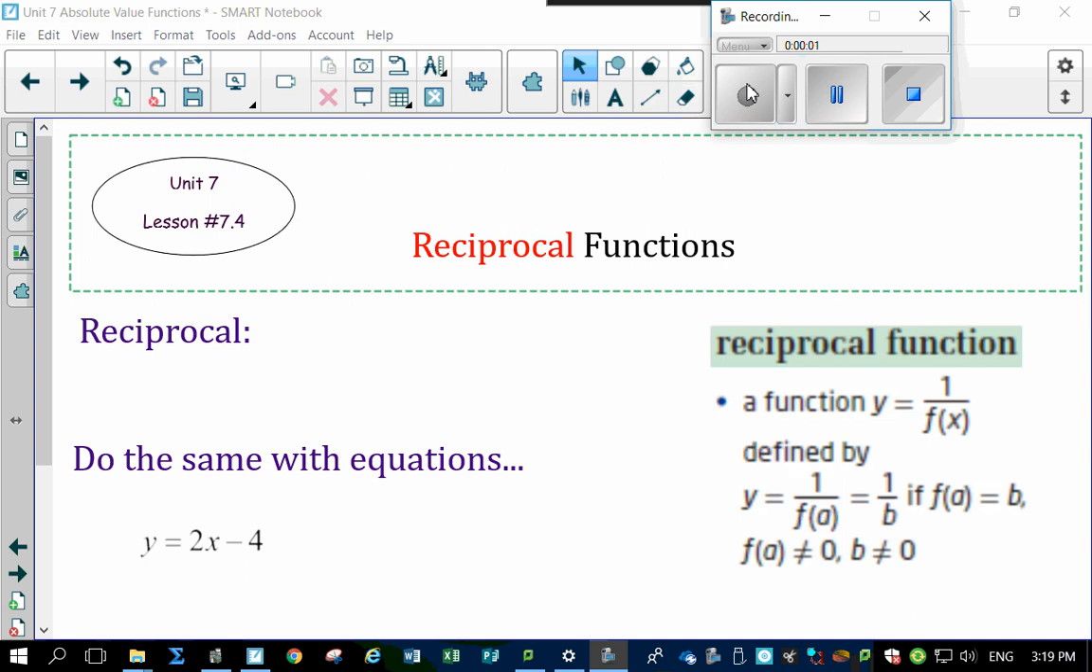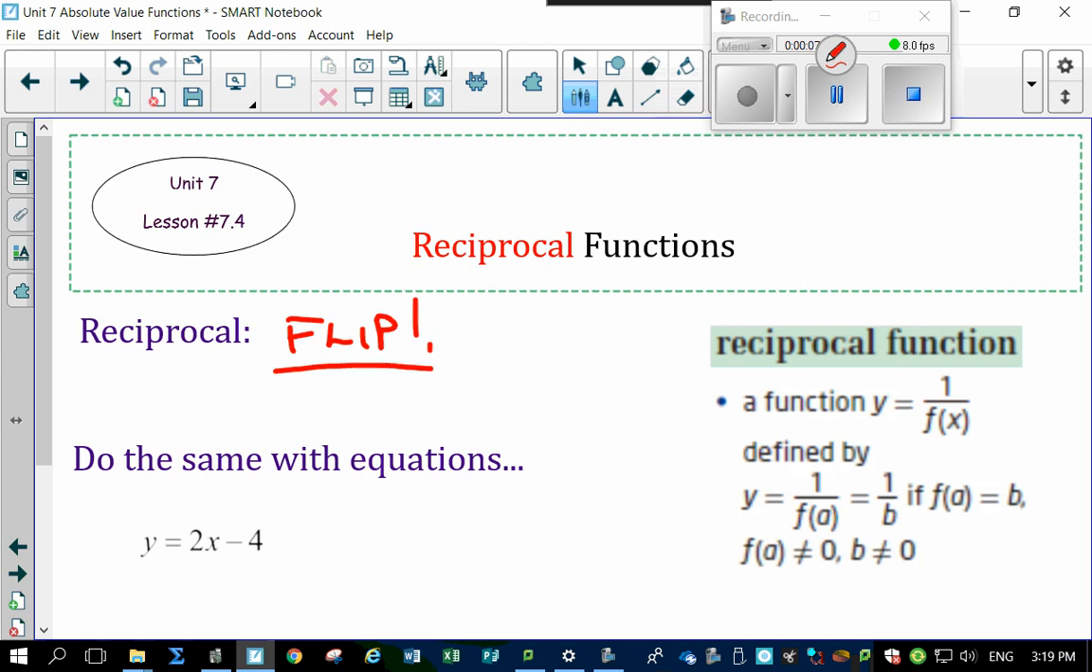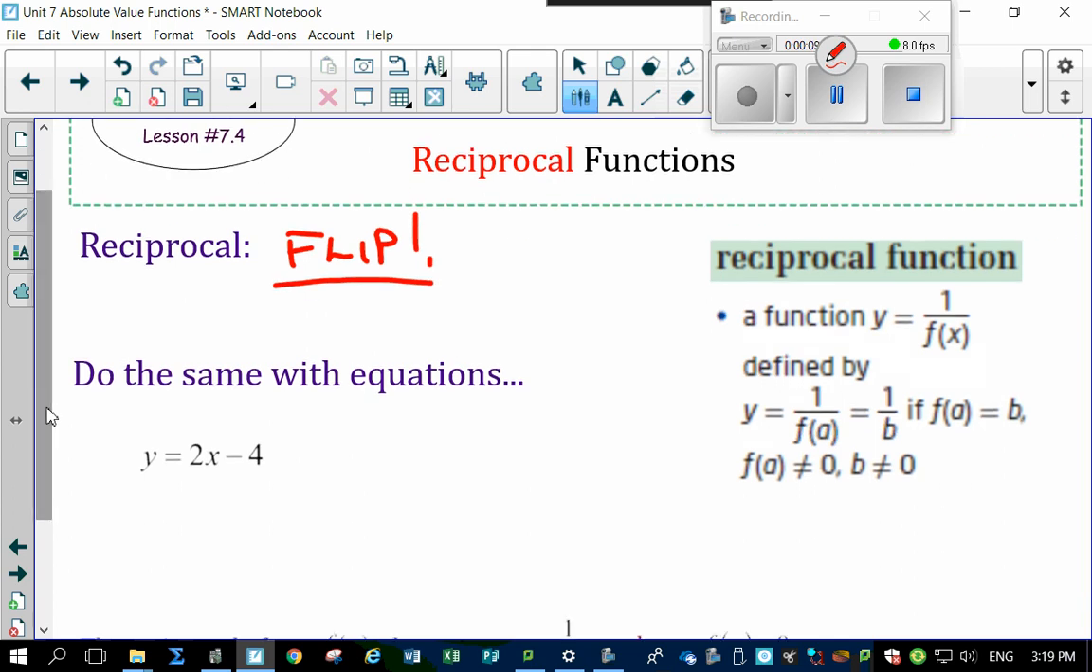Okay, on to reciprocal functions. What is a reciprocal? Reciprocal just means to flip it. That's all you're going to do. Flip the whole thing. You know that. So take a look at this. You do exactly the same thing to equations, so this becomes y equals 1 over 2x minus 4.